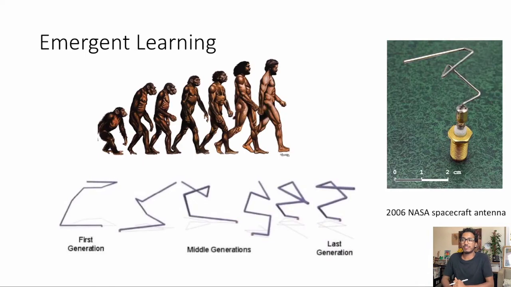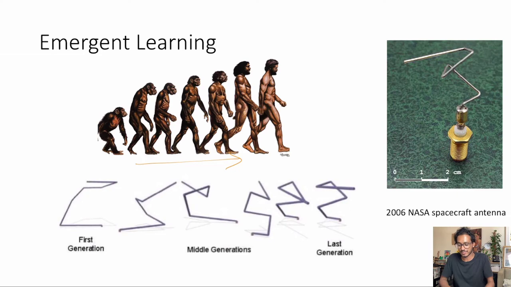And coming to a very interesting topic, we'll be looking at emergent learning, or what we call evolutionary learning. We know that humans evolved from apes, right, as you can see here. Can we evolve our solutions to be more intelligent, or more efficient, as we go along generations?